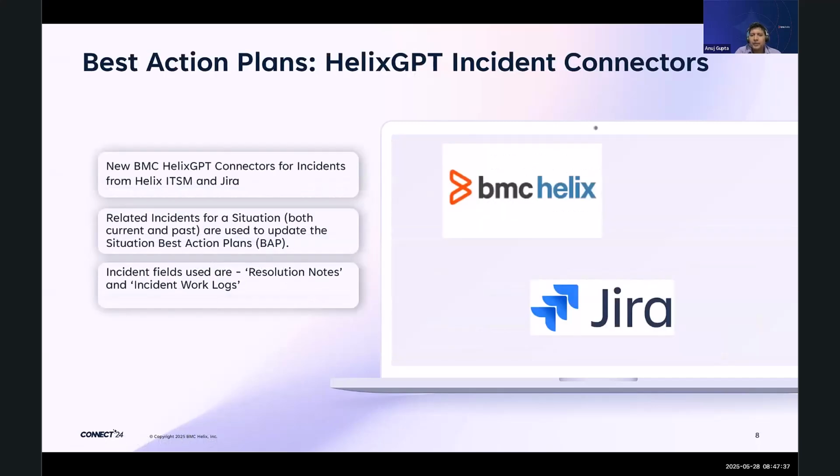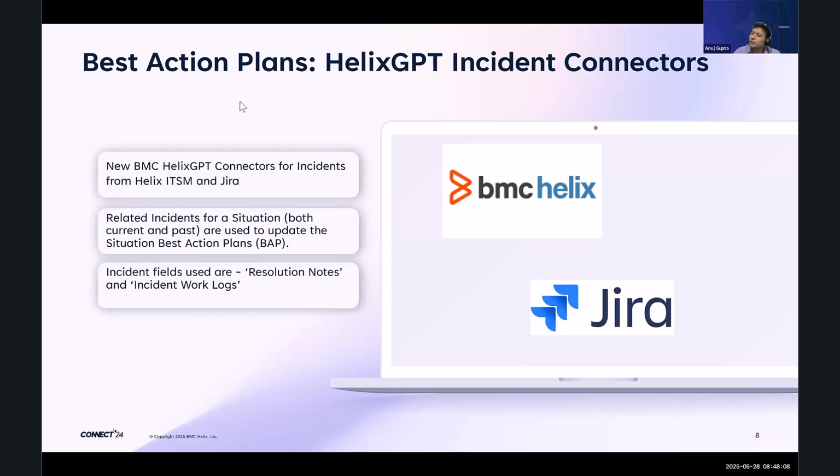Moving on, on the situation. So what is best action plans? Once you have a situation created, best action plan is an umbrella term which encompasses everything about the GPT based capabilities, whether the natural language summarization, the root cause analysis, as well as the resolution piece of it.